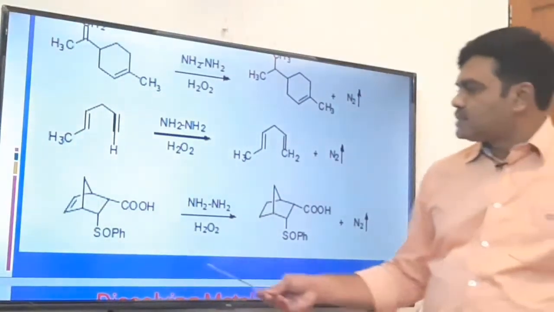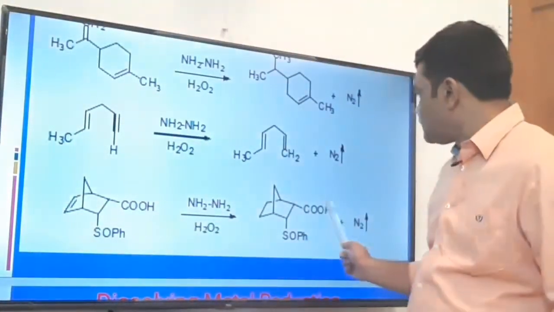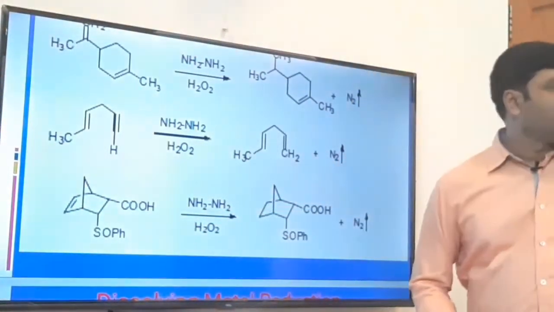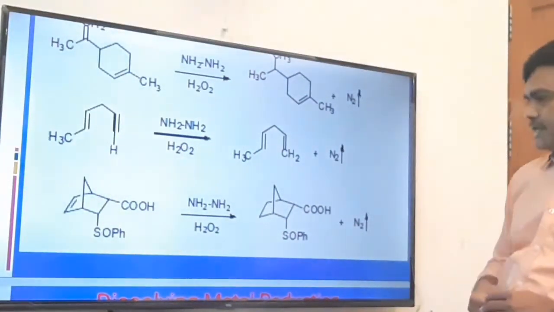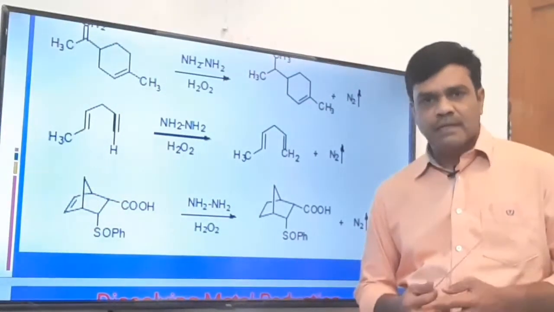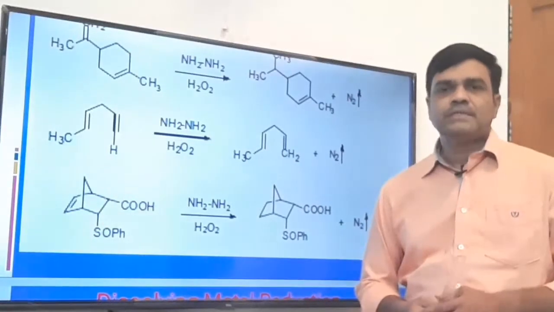Here again, you see this acidic functional group is there, but it will not reduce; it remains as it is. Only the carbon-carbon double bond gets reduced; addition of hydrogens across the carbon-carbon double bond takes place. This is all about the NH double bond NH, that is imide reagent. What is the function of this reagent?